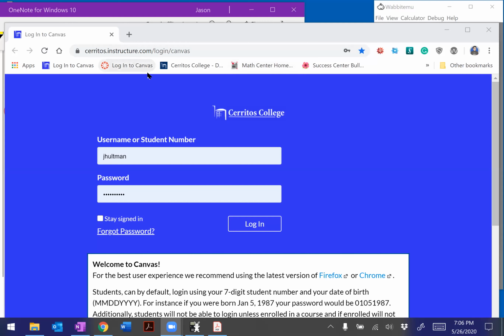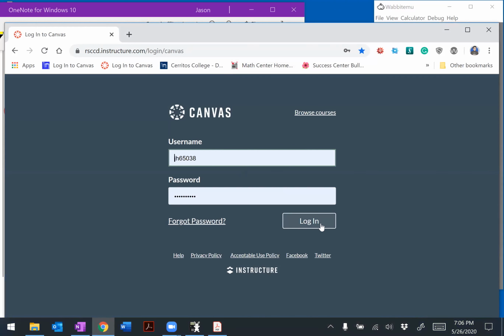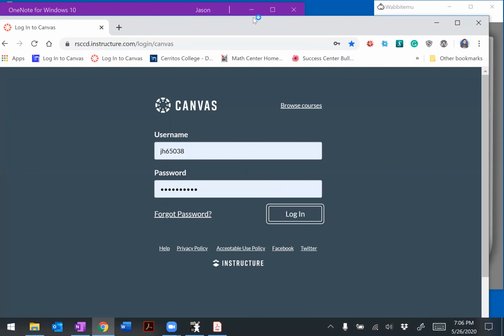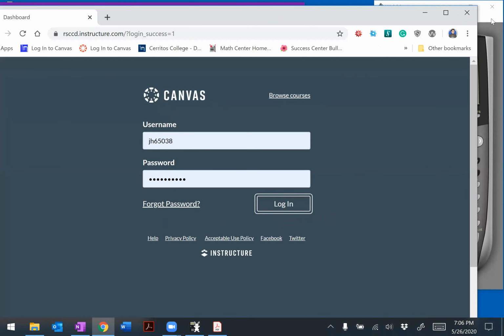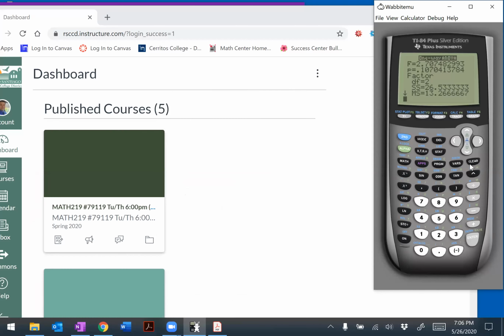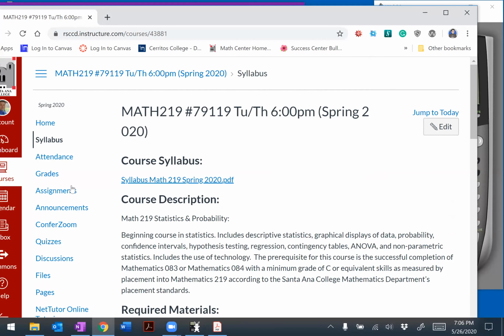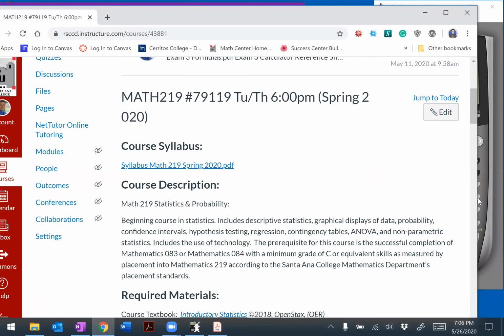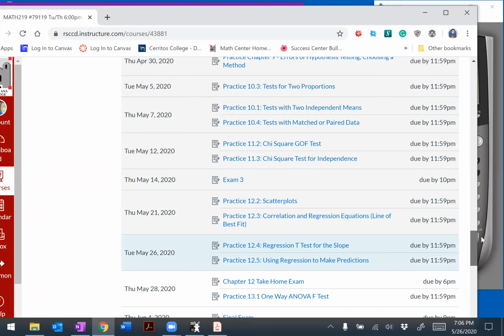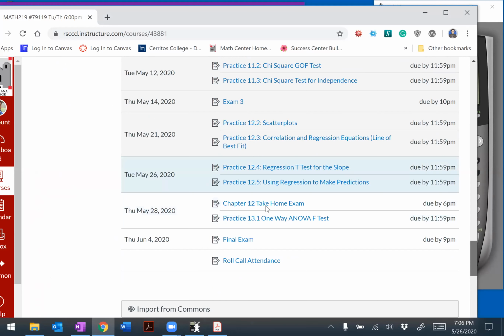So let's see what we got here. Log into Canvas. Logging in. Math 219. Arrow down to today's stuff. Okay, so one-way ANOVA, that's what you're looking at?